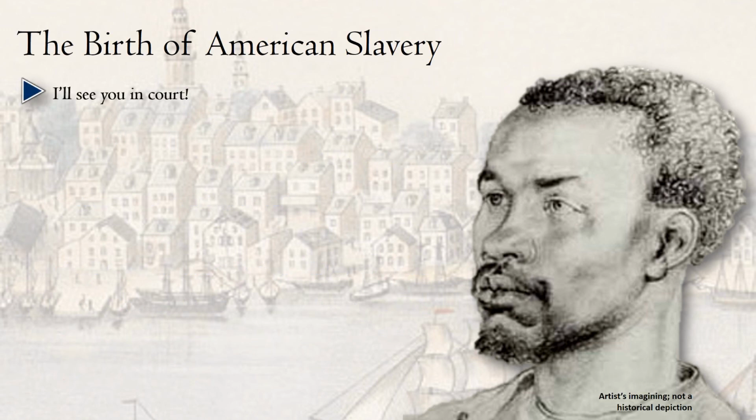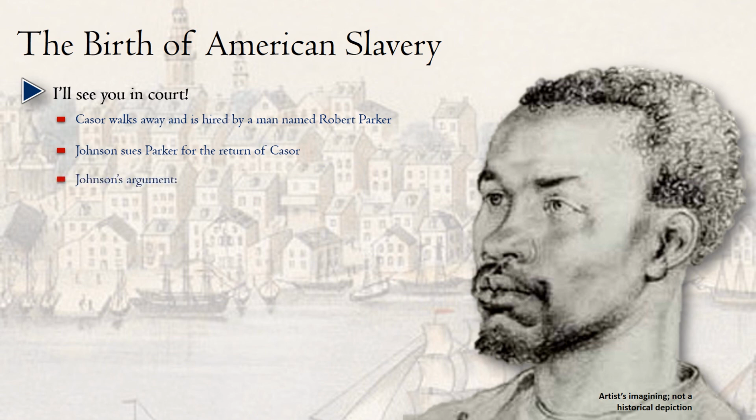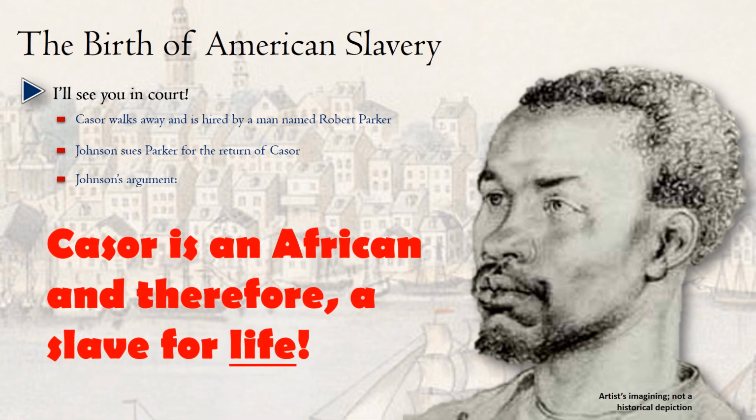Well, John Casor didn't think that was fair, so Casor walked away and is hired out by another man named Robert Parker. Well, Johnson sues Parker for the return of Casor. And this is what is interesting. Johnson's argument that this black man should be returned to his service, apparently interminably, is this: Casor is an African and therefore a slave for life.